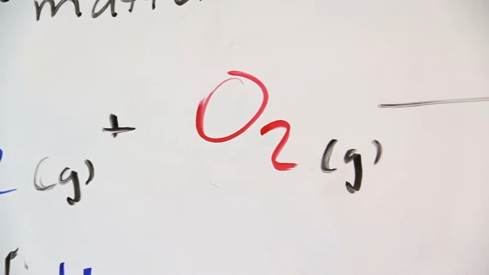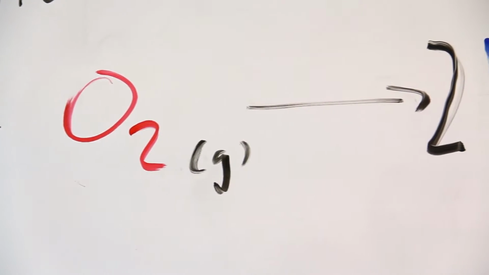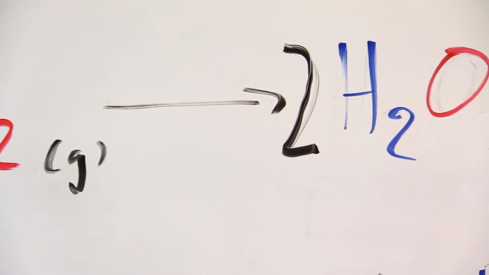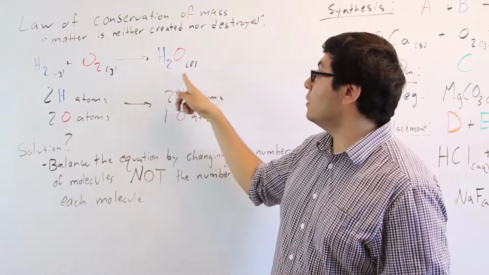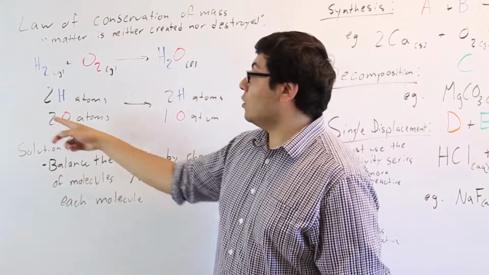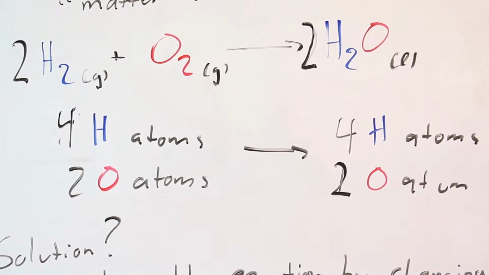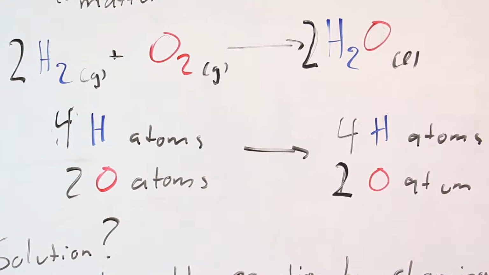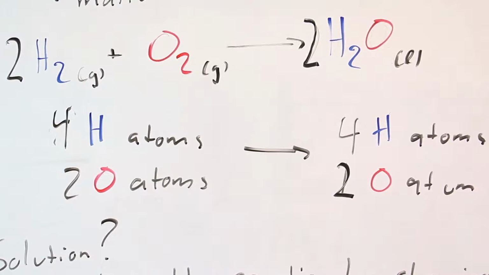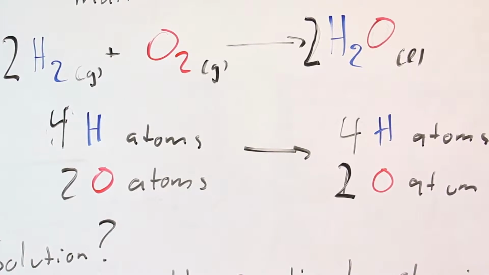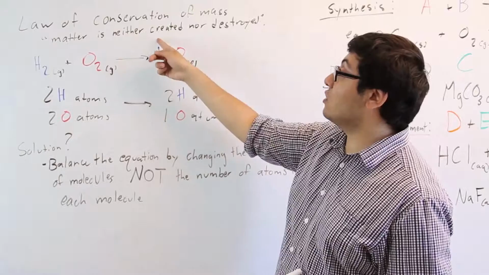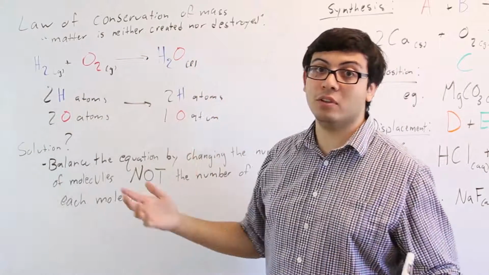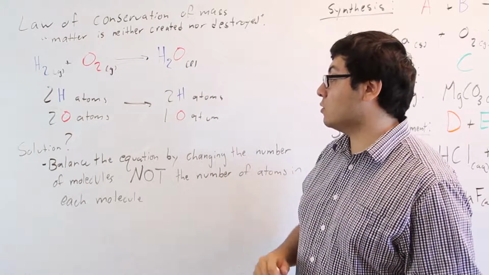that we have H2, hydrogen gas. This (g) over here denotes that it's a gas, plus O2, also a gas, reacting to form water, which is a liquid. So if we take stock of our atoms, we have 2 hydrogen atoms over here and 2 oxygen atoms. But on this side we have 2 hydrogen atoms and only 1 oxygen atom. So we must have a problem because the law of conservation of mass tells us that we can't just lose atoms. So there is a solution.